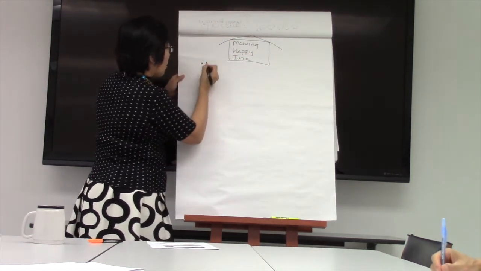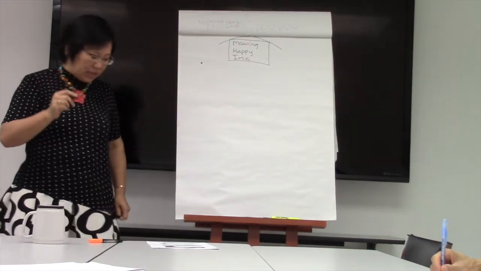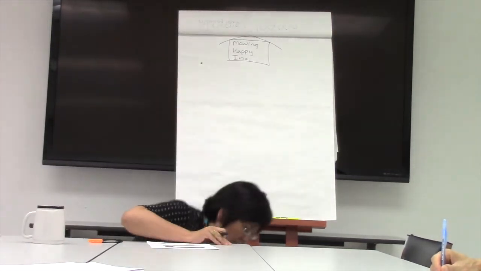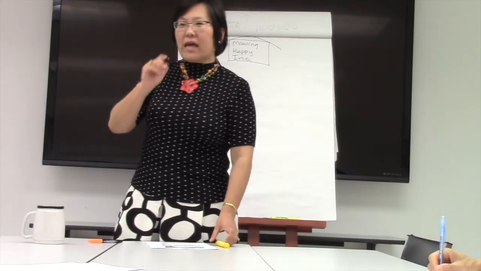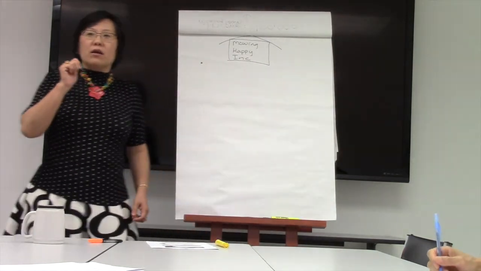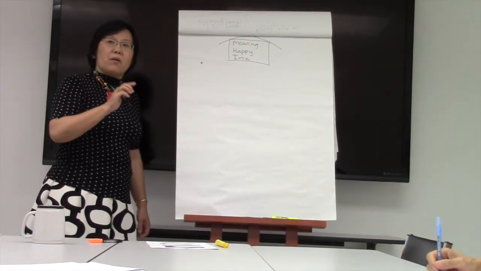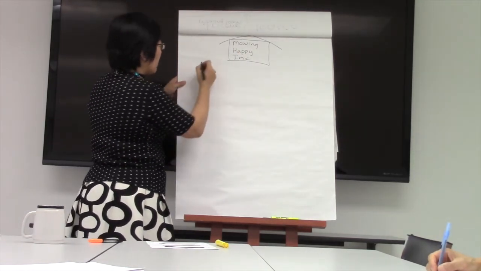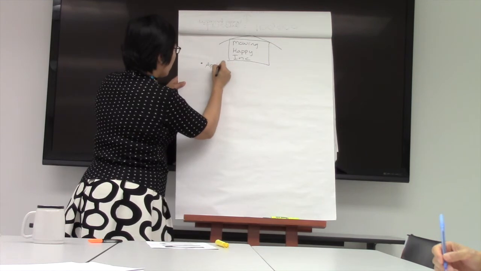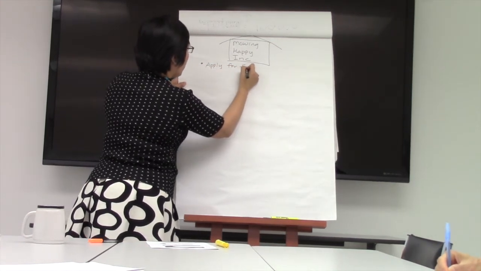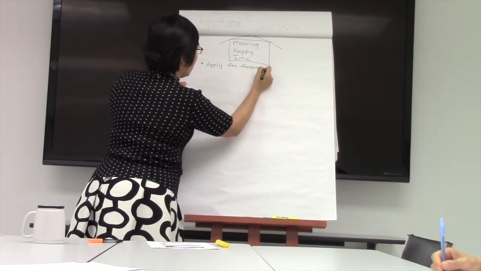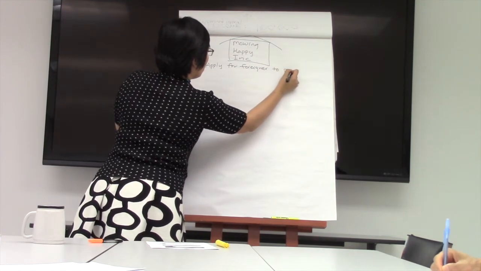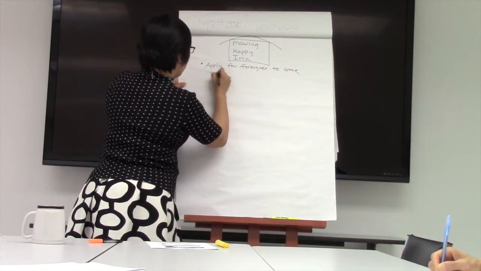Number one, I know it is going to really make you think. Number one, Mowing Happy can apply for a visa for people who don't have a visa. So you can use this company to apply for a foreigner to come in to work for you.